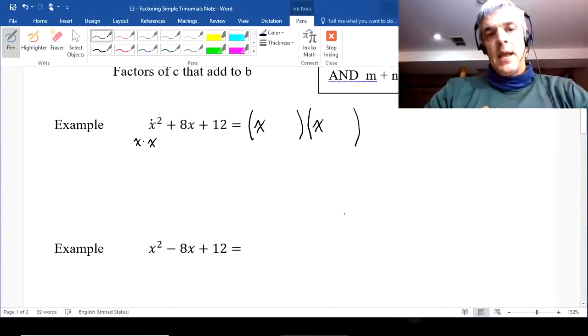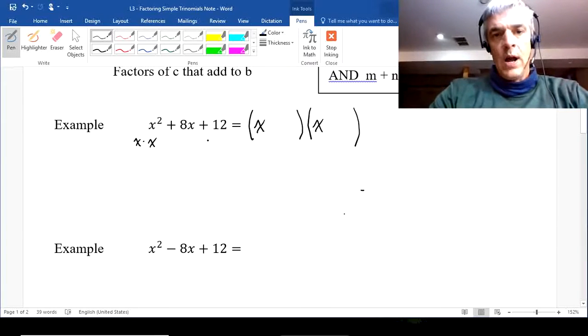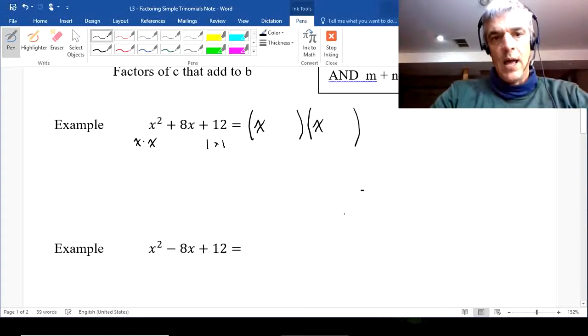All right. Now we can look at the second term, which is a little more tricky, and think of all the possible factors, all the different ways that it can multiply together. And so for one, it can be 1 times 12.